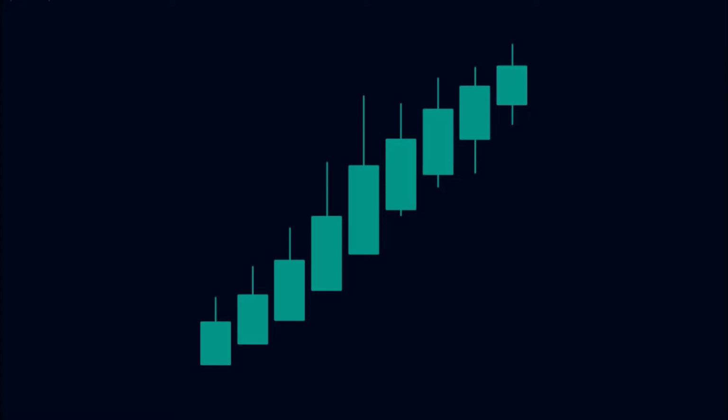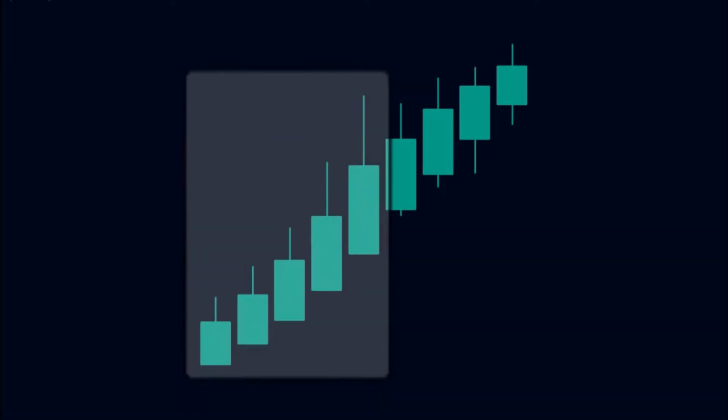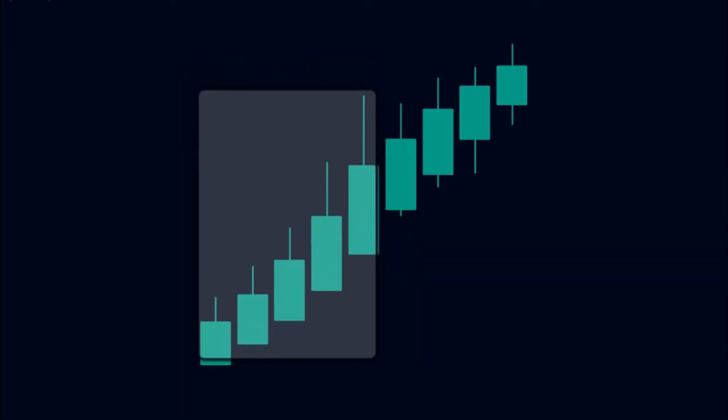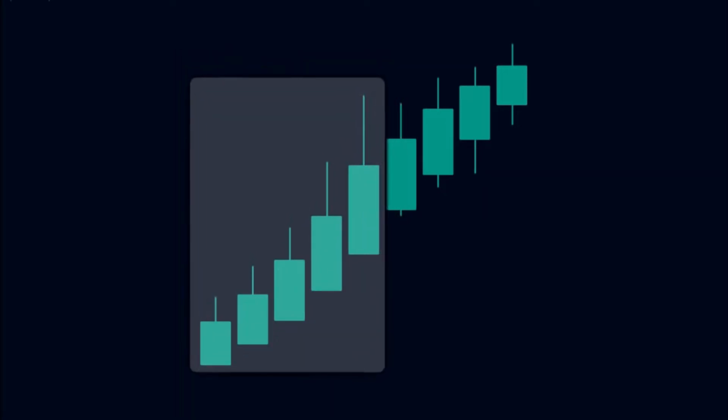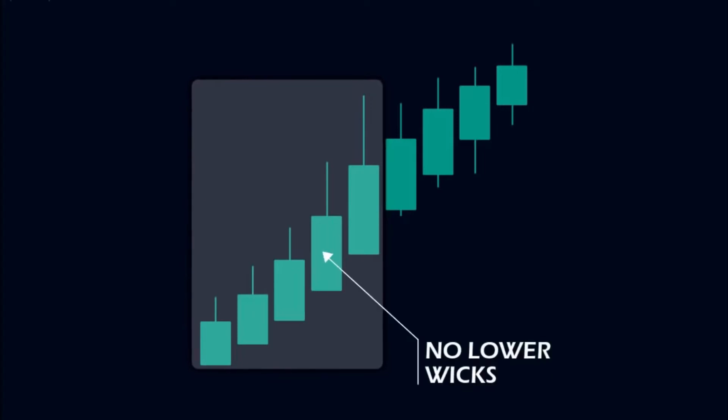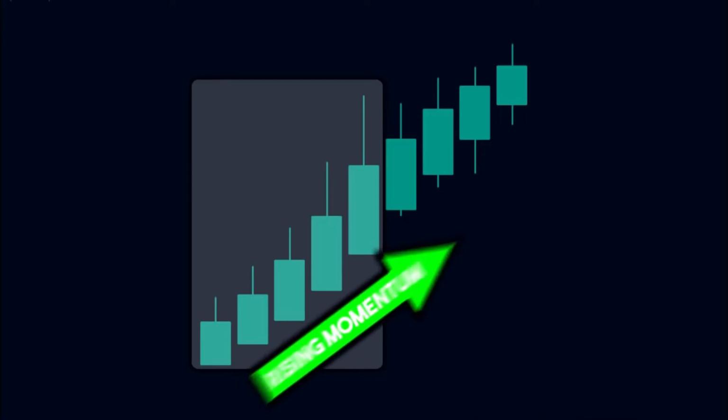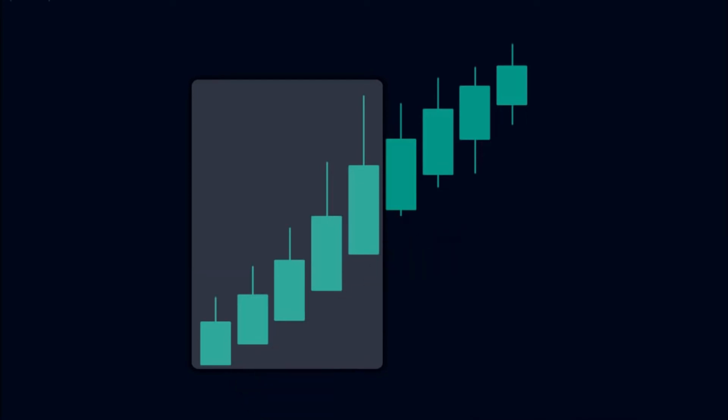As you can see, the trend starts with the first green candle. As new candles are formed, we see that the body of each candle keeps on increasing, and there are no lower wicks formed. This shows us that the price is in an uptrend with a rising momentum. In other words, we can say that the uptrend is gaining strength.